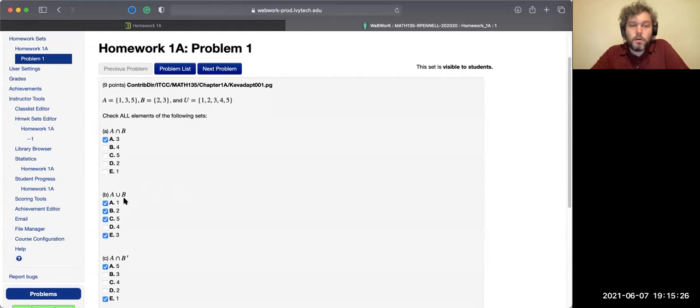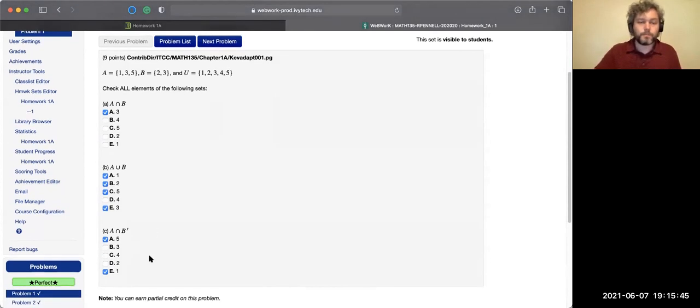The union of the two sets, just as before, is kind of like adding them together. So you have 1, 2, 3, and then 5. There's no 4. And just because they both have 3 in them, we don't put that twice. So we just want to put all of the elements that are contained. Okay.